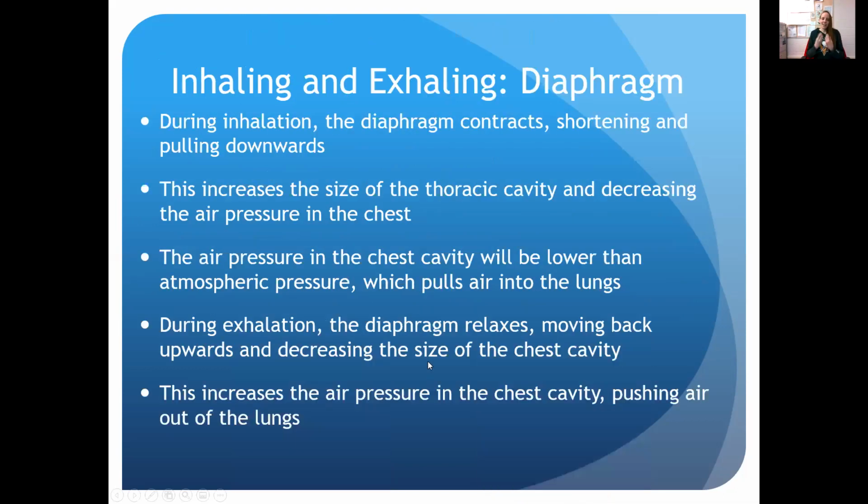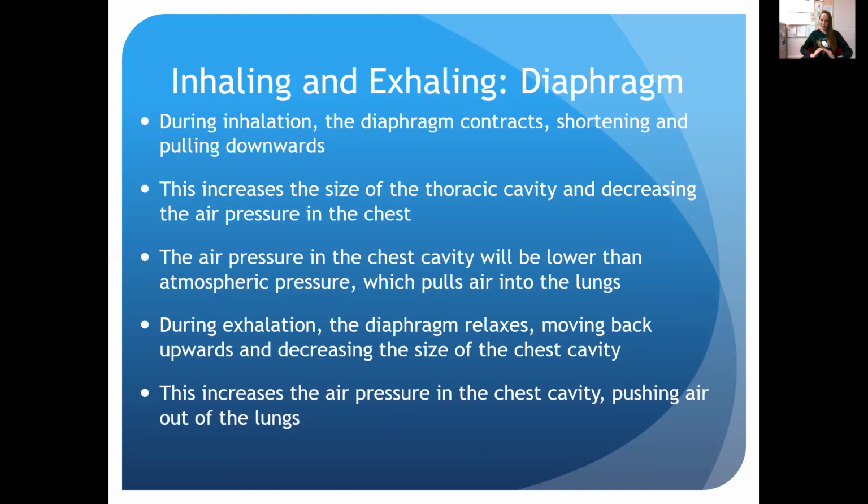So during inhalation, your diaphragm contracts, which shortens your diaphragm and pulls it downwards, which increases the size of your thoracic cavity, thus decreasing the air pressure, because the air in there has more space now, so it's not putting as much pressure on your chest cavity. And so as your thoracic cavity's pressure decreases, it'll drop below the air pressure of the atmosphere surrounding you and pull air into your lungs. So it'll move from high pressure atmosphere to the lower pressure in your thoracic cavity.